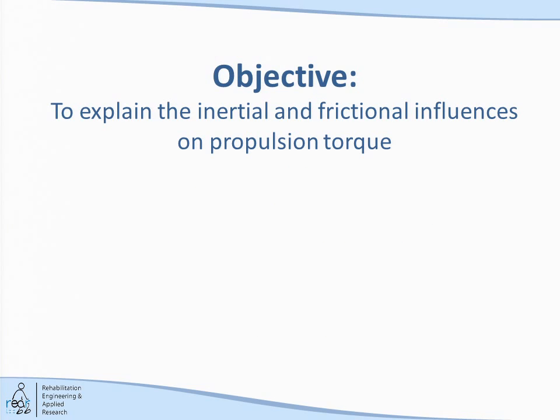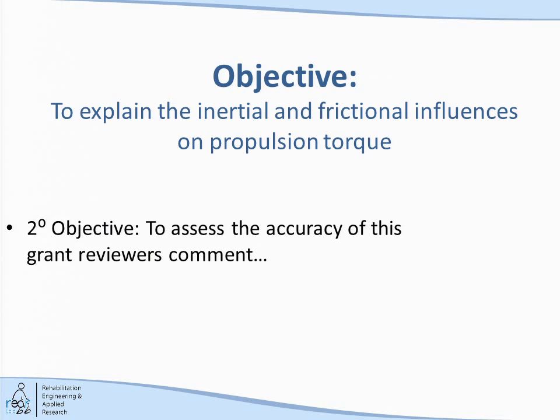So, the objective of this talk is to explain the inertial and frictional influences on propulsion torque. Propulsion torque is what we measure to generate effort. Torque is what you apply to the wheels. And inertia and friction we're going to talk about. But I have a secondary objective.